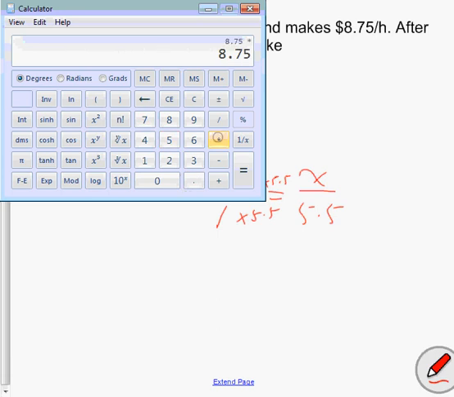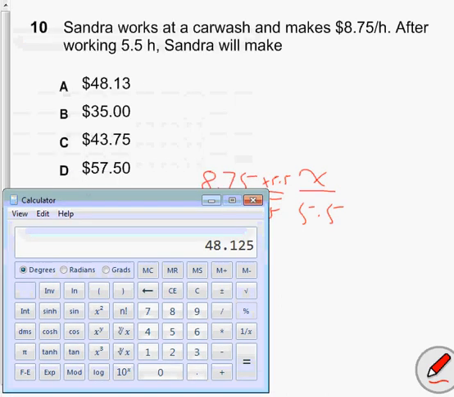8.75 an hour multiplied by 5.5 hours means she makes roughly $48 if we round it, and 13 cents.